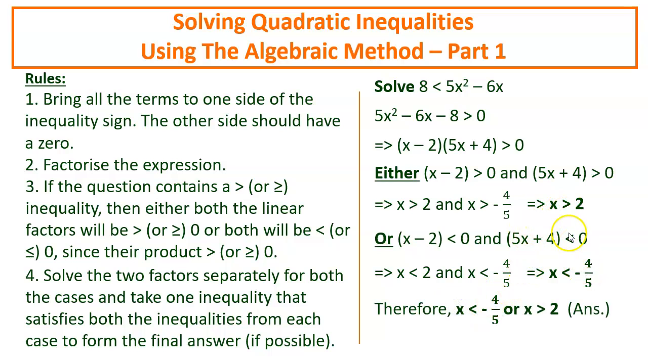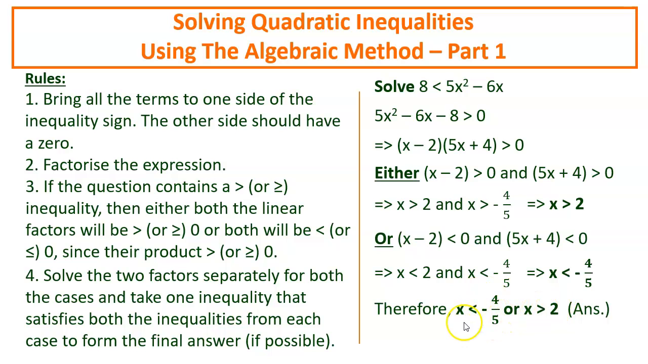Combining them doesn't mean that you will be getting a continuous region. You may get a continuous region, you may not get. Like in this case, you cannot have a value for x which will be simultaneously less than negative 4 over 5 and greater than 2. It is not possible. x less than negative 4 over 5 implies x will be a negative number, and x greater than 2 implies that x is a positive number. Both cannot be satisfied simultaneously.